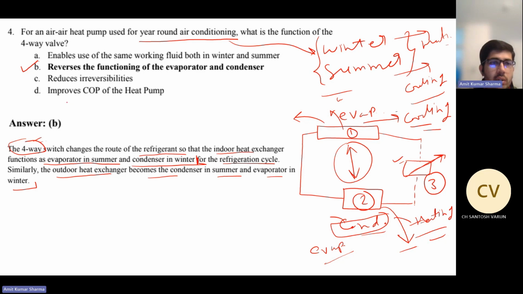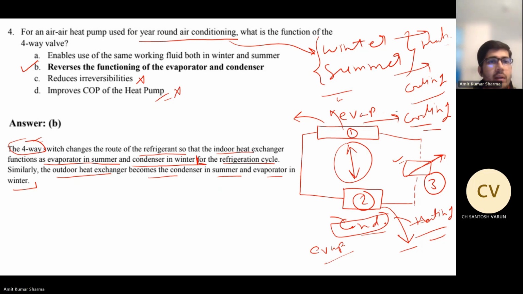Option C is wrong because it doesn't reduce irreversibilities. The irreversibilities will remain the same, because we are not changing the evaporator and condenser. We are just changing the function, the direction of the working fluid. Option D, improves COP of the heat pump. We are not doing any mechanical change, and we are also not doing any change that can affect the COP. So option D is also wrong.